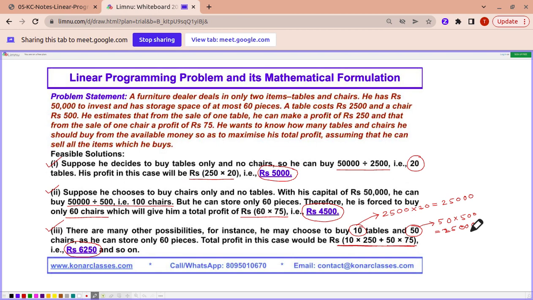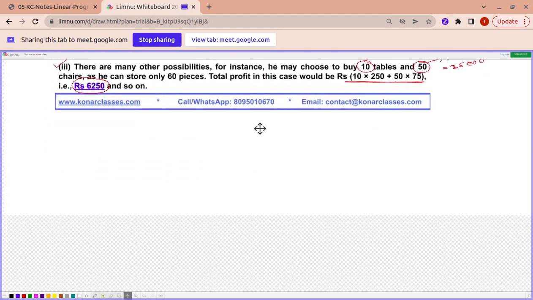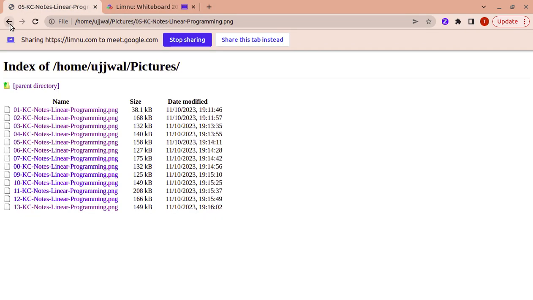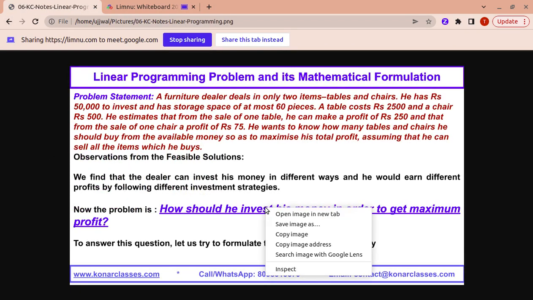Like this you can make many other cases. You can purchase different numbers of tables and different numbers of chairs. So the problem is what will be the optimal number of tables and chairs so that the profit can be maximum. Let me bring the next slide and explain it.